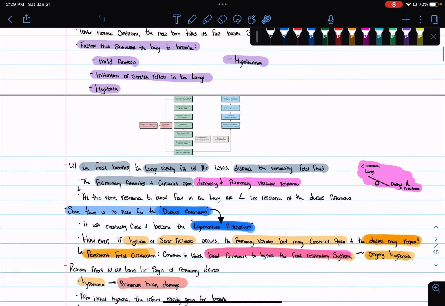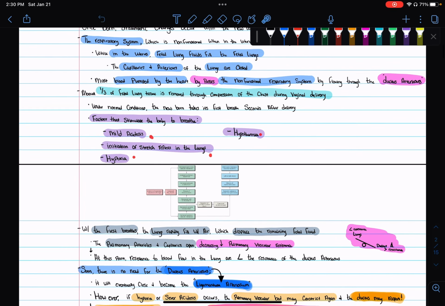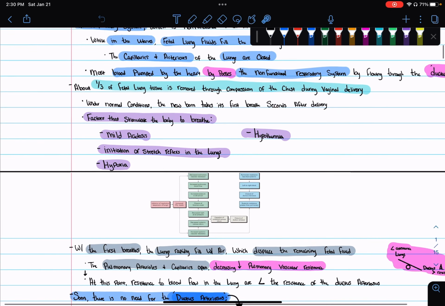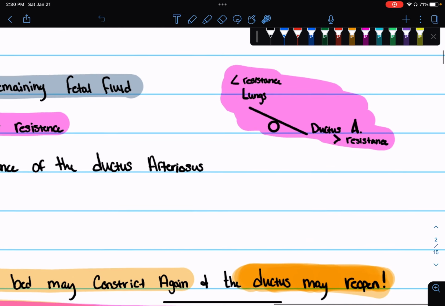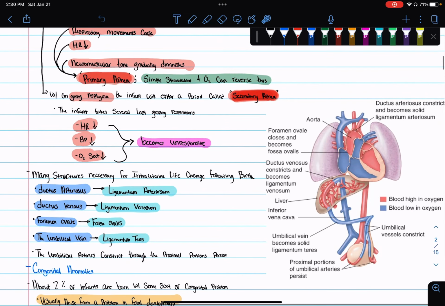So we can go ahead and scroll down a bit here. These might stimulate the baby to breathe: mostly the stretch reflexes in the lungs, mild acidosis, hypoxia, and hypothermia. We have our apneustic center that will kind of kick it into place here. So we can scroll down here.